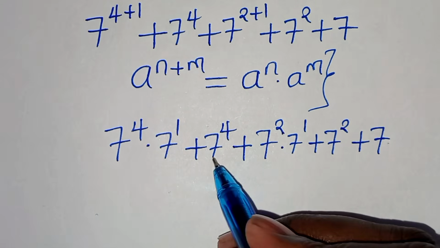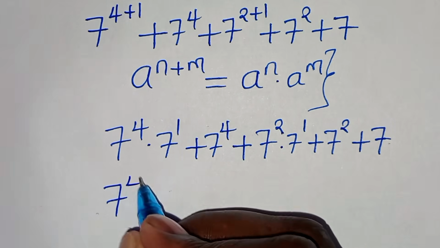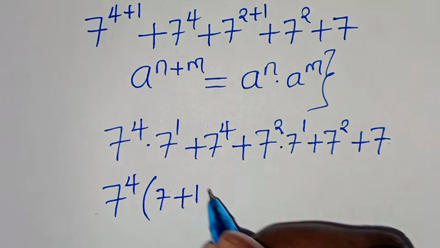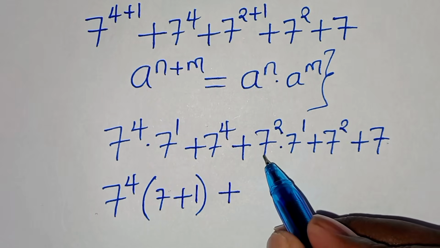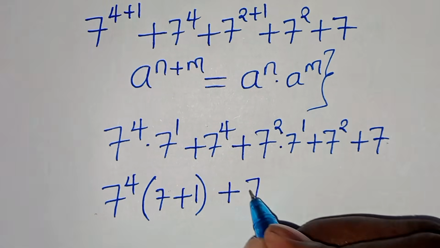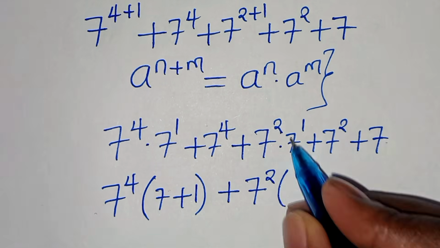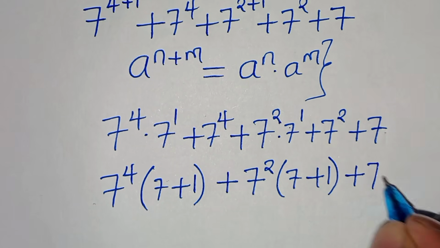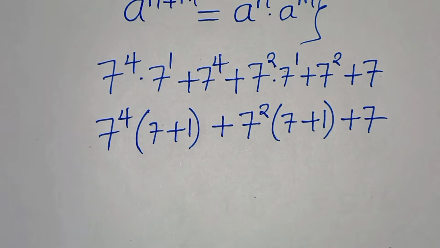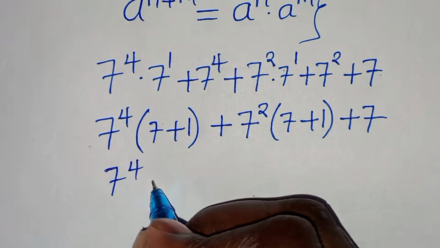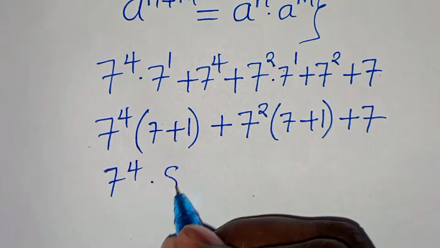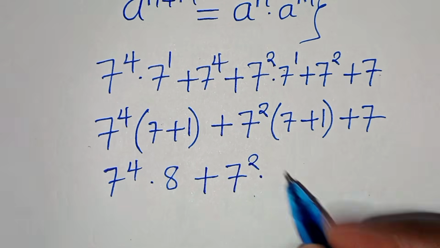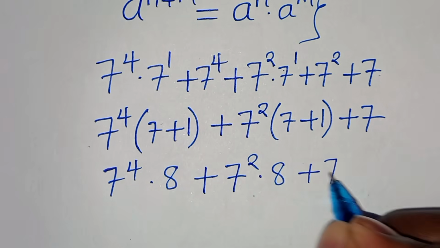So 7 to the power of 4 is common here, so we can factor out 7 to the power of 4 into the parentheses. This is 7 plus 1, close the parentheses, then plus 7 to the power of 2 is common here, so we can factor out 7 to the power of 2 into the parentheses. This is 7 plus 1, close the parentheses, then plus 7. The next step is that we have 7 to the power of 4 times 7 plus 1, this is equal to 8, then plus 7 to the power of 2 times 7 plus 1, this is 8, then plus 7.